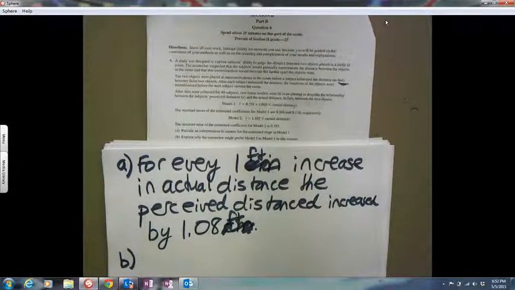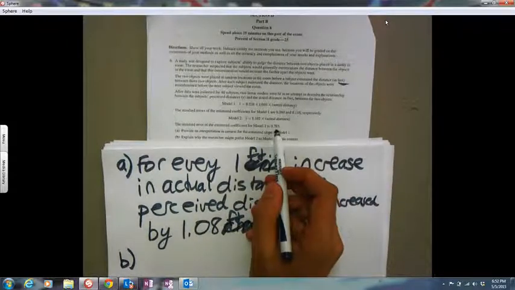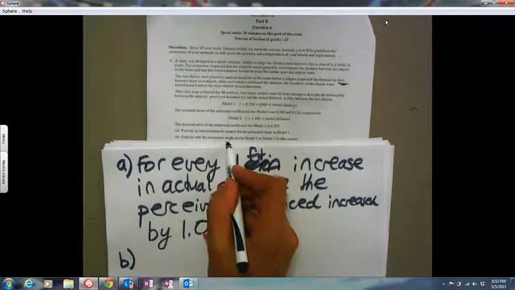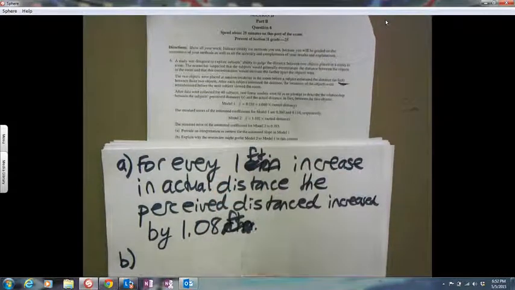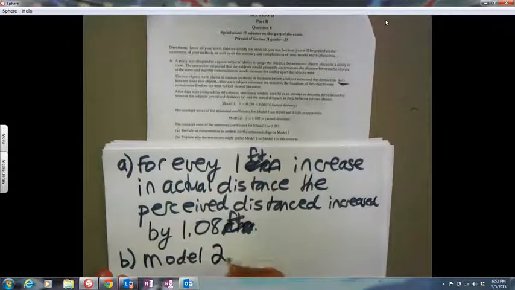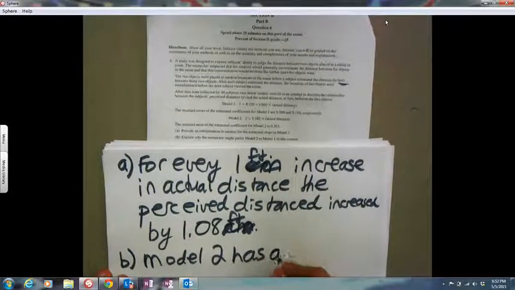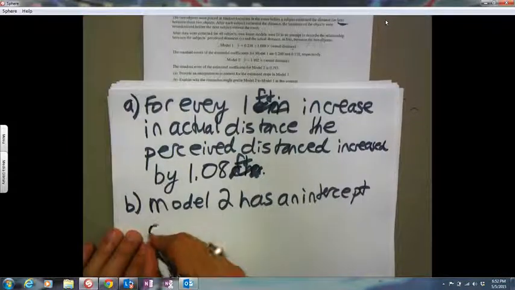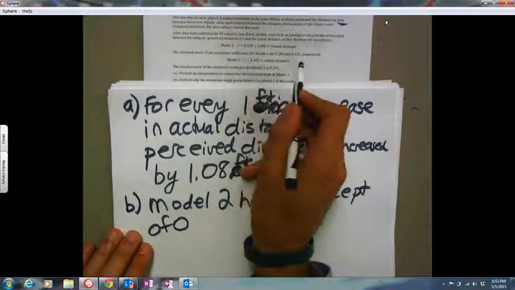B. Explain why the researcher might prefer Model 2 to Model 1. So when I look at this, it's actually a little bit hard to tell, right? Model 2 seems worse, right? Standard error is higher, but here's the big but. Model 2 might be better in this context. Why might Model 2 be better? Well, what's the big difference? Model 2 has an intercept of 0. There's no intercept here, so the intercept must be 0.